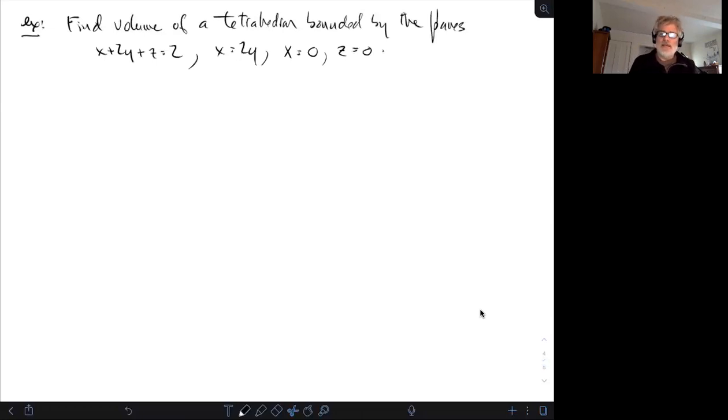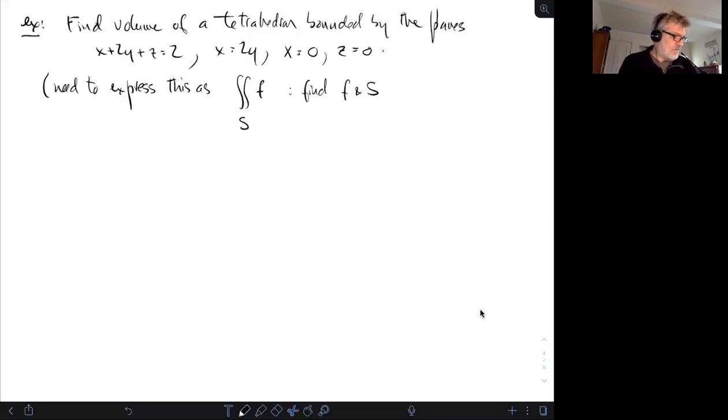Okay, so again, the name of the game is always we need to set up the double integral of the right function over the right region, right? Need to express this as a double integral over S of f, find f and S, right? That's the game, okay? So here it's not a bad idea to try to draw this. Now, this might look a little daunting, but here's a trick which is very useful.